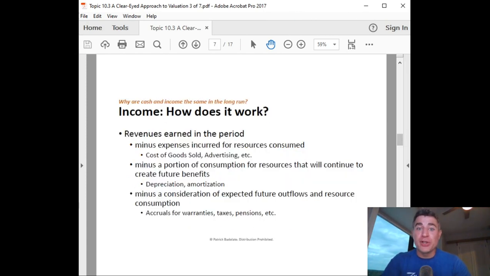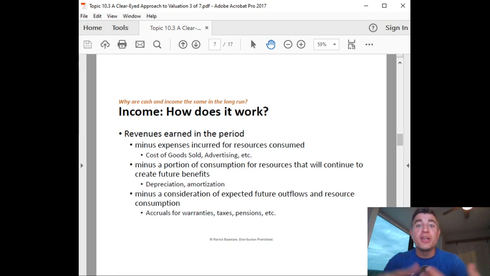All right. So let's just step back and cover these a little bit. I mentioned a little bit of this in the beginning, but I'm going to give a little more flavor to some of that conversation. What is income? Revenues earned in a period minus the expenses incurred for resources consumed. Think about cost of goods sold or advertising or stuff like that. Also, minus a portion of consumption for resources that will continue to create future benefits. So it's not fully used up. It still has some value, but it's partially used up.